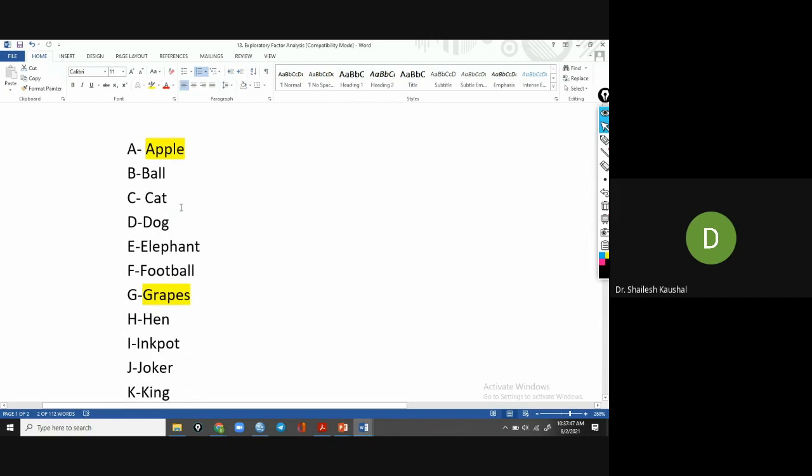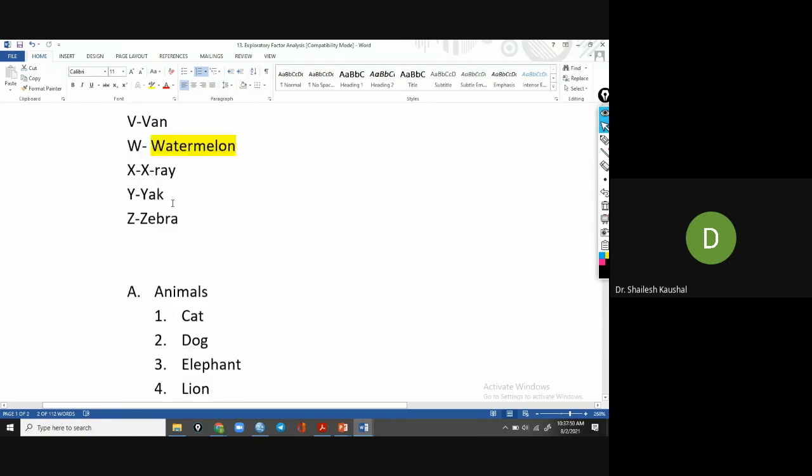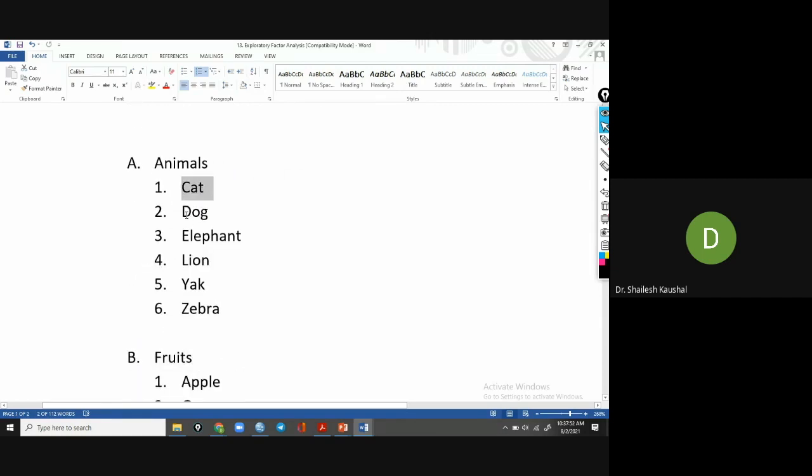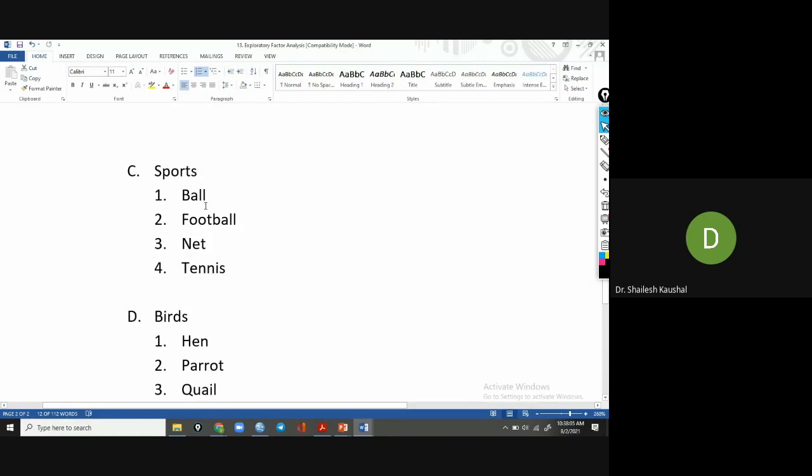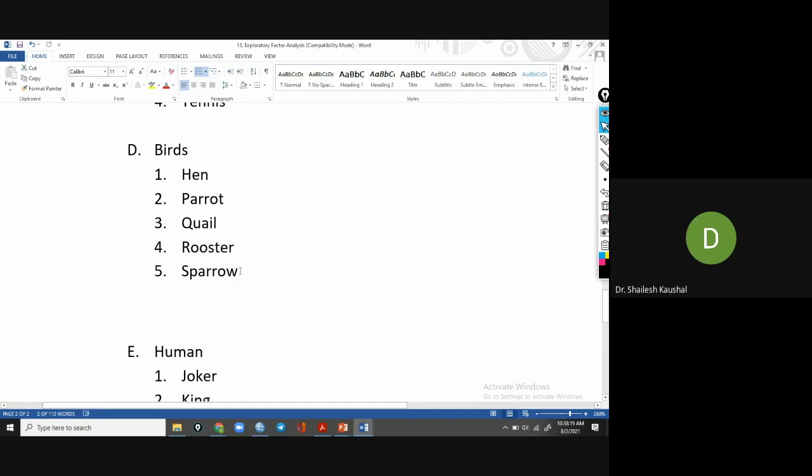Same as we club the same nature of questions like cat, dog, elephant, lion, yak, zebra. What should we give as the name? All are related to animals. And the others, ball, football, net, the same nature of questions we club and give the name. Name means summarizing. So all these variables are summarized as related to sports, like the hen, parrot, quail, rooster, sparrow.